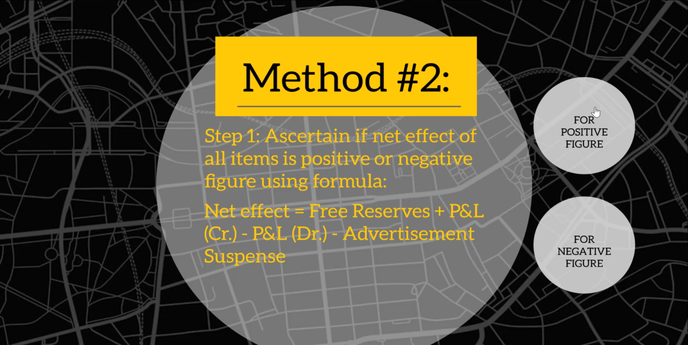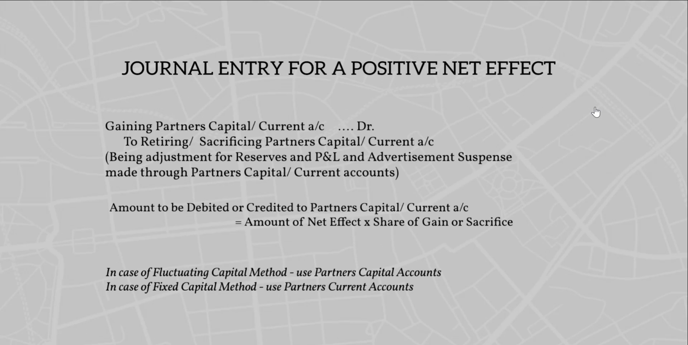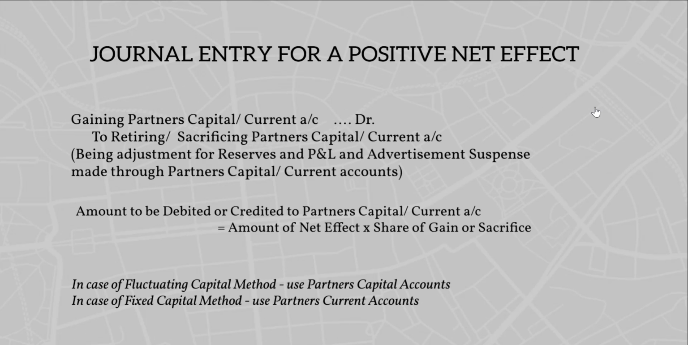In case the net effect is a positive figure, the following journal entry will be passed. We will debit the gaining partner's capital or current accounts and credit the retiring partner's or any other existing partner's capital or current account who sacrifices. And the amount to be debited or credited to the partner's capital or current account is equal to the amount of the net effect multiplied by the share of gain or sacrifice.